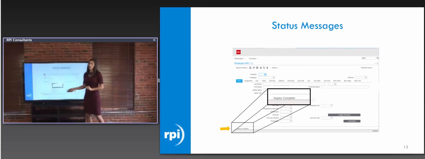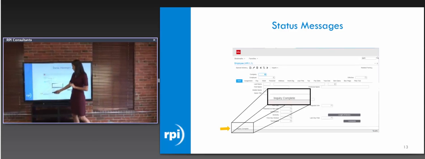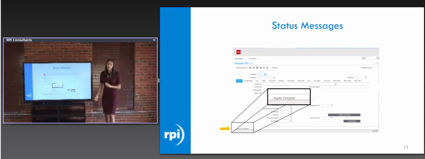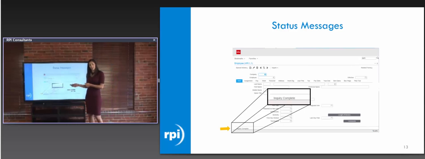Status messages, another update we have. Status messages will now appear on the screen rather than in the Internet Explorer status bar. So you can see here it's on the screen, it's above the status bar, it says inquiry complete. This is very helpful if, like me, you've ever had your Internet Explorer run some updates overnight without your permission, and then you have to go back and look through all your settings and figure out how to get your status messages back because suddenly overnight they're not appearing anymore. So that's very helpful. You won't have to worry about doing that anymore.